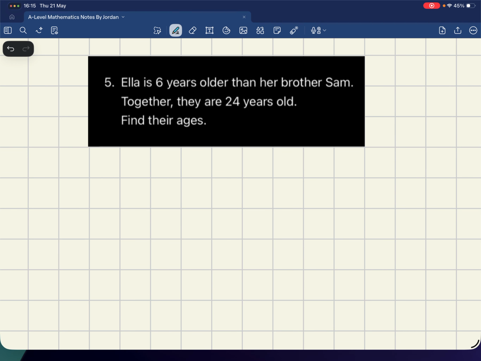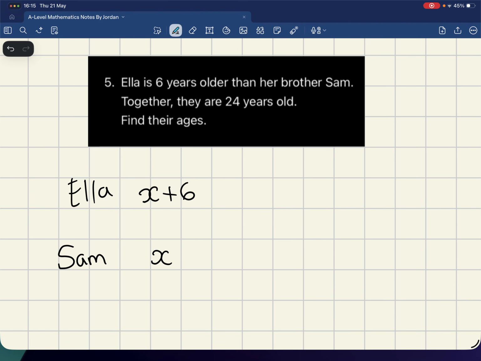So if we take Ella first, we just write Ella. It says that Ella is 6 years older than her brother Sam. So I'm going to write Ella and Sam. Ella's the older one. So what I could do is I could call Sam's age X. And then since Ella is going to be 6 years older than her brother Sam, Ella would be Sam's age add 6. So we could write that as X add 6.